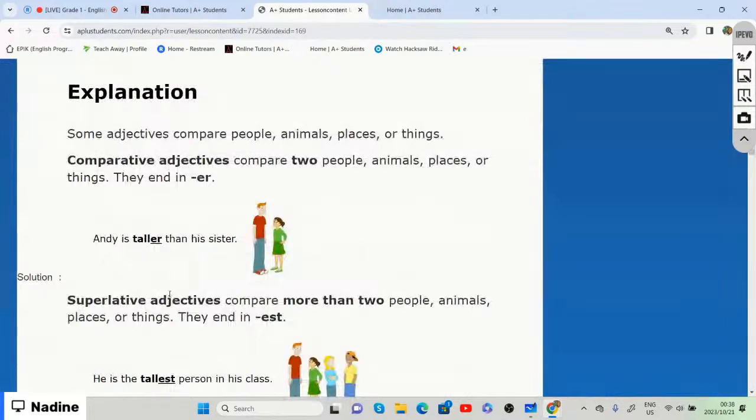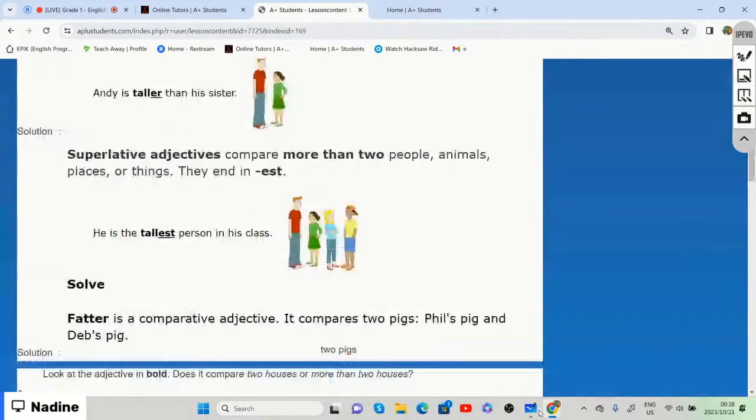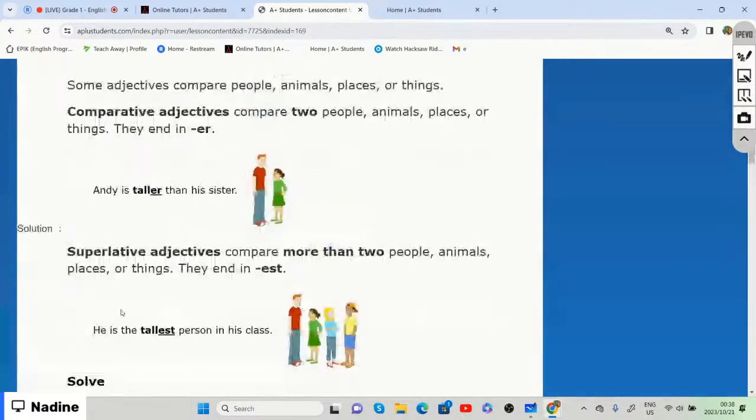All right. So if we look at the first picture, where it says Andy's taller than his sister, that is when we're comparing two people. Only comparing two people, animals, places, or things is a comparative adjective, and it ends in ER.